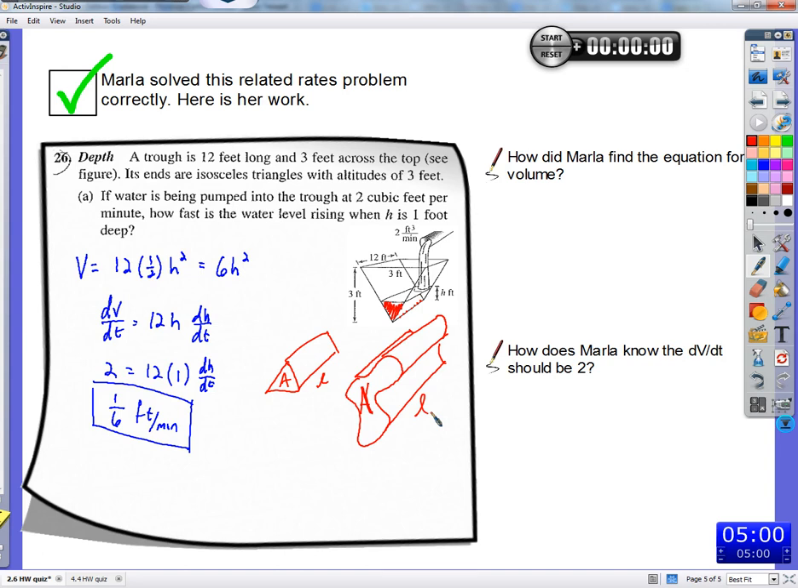Yes, because if you notice, at this particular point in time, they're giving us some measurements of the trough, okay? 3 feet across, 3 feet tall, that's the maximum potential of the trough. But at any level, the triangle that the face of it makes is going to be similar to the triangle that we have here, which means the proportions would be the same. If this base equals this height, then the base and the height of any triangle inside this trough would be the same.